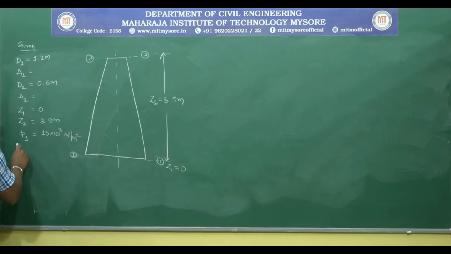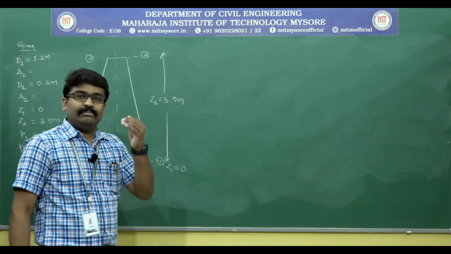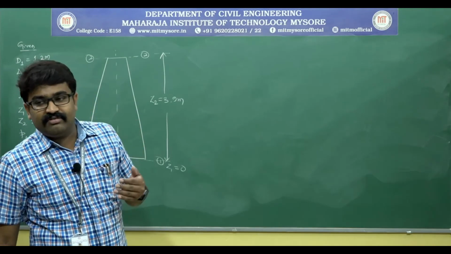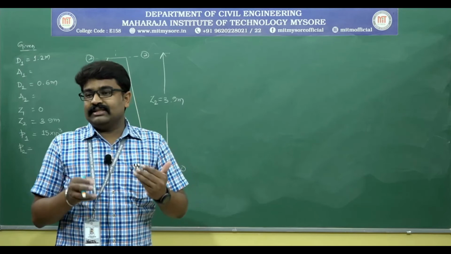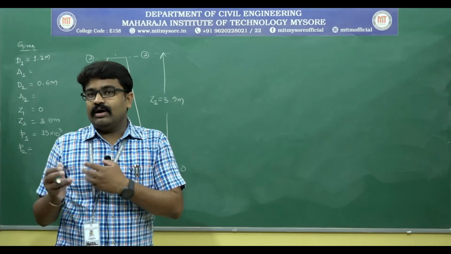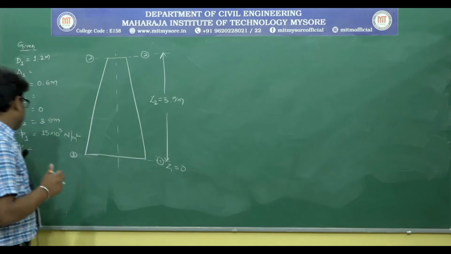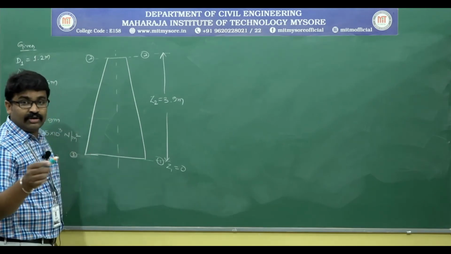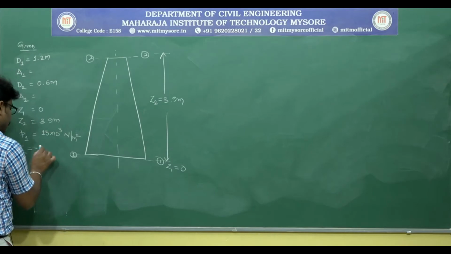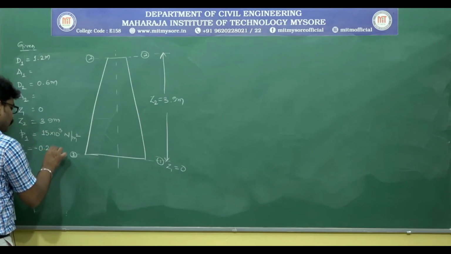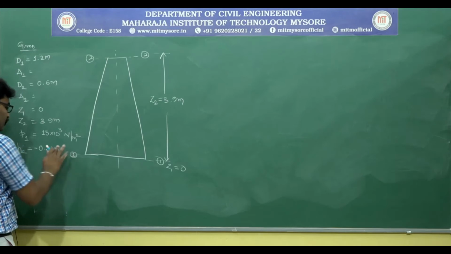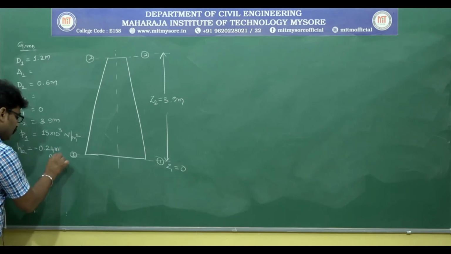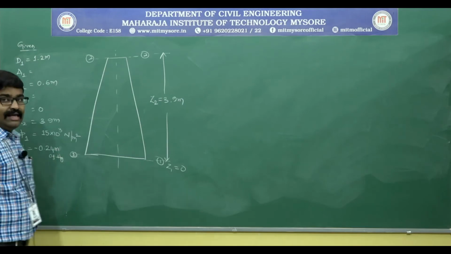per meter square, whereas pressure at section 2 is given in terms of head of mercury. Be very careful here. What is the relationship between head and pressure? Pressure is nothing but rho into G into H. Now what is given to you is not pressure at section 2 but head at section 2. Head at section 2 is given to be 240 millimeter of mercury vacuum. That means minus 0.24 meter of mercury. Mercury is nothing but Hg.